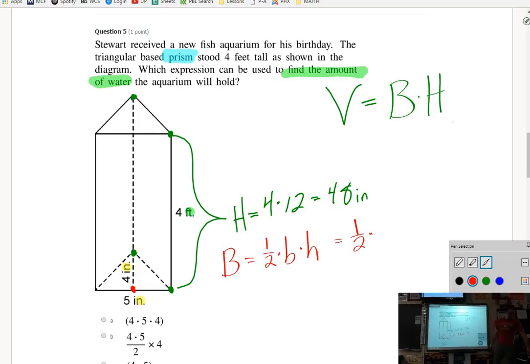Again, as we've already been told, my little b and little h, Sarah, are what with each other? How do they meet? Perpendicularly. This doesn't show it down here, but this is a right angle. We can see. So little b will be 5. Little h will be 4. What's 5 times 4? 20. What's half of 20? 10. This big B is 10.